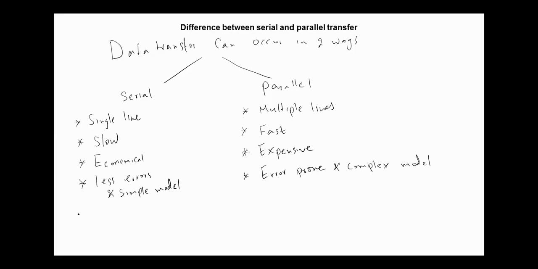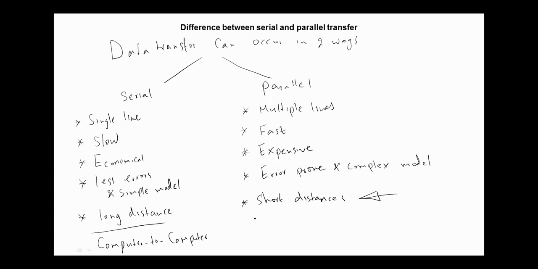Usually serial transfer is used for long distances and parallel transfer is used for short distances. This is not a rule, but in most cases. Examples for serial transfer is computer to computer transfer, and examples for parallel transfer, computer to printer transfer. These are the main differences between serial and parallel transfer.